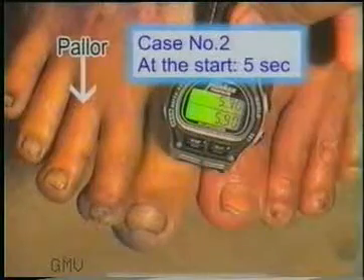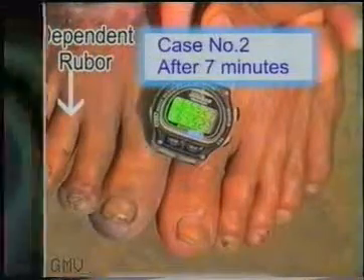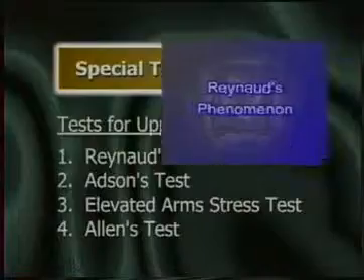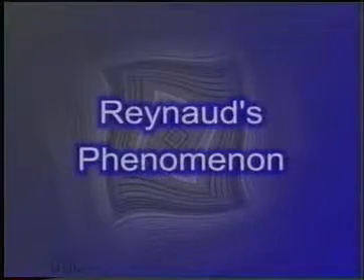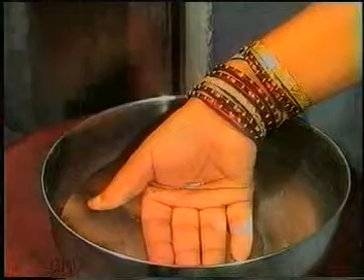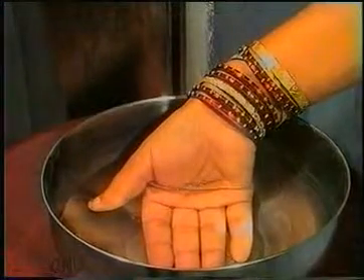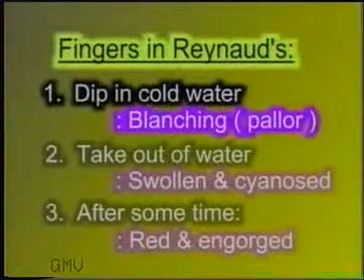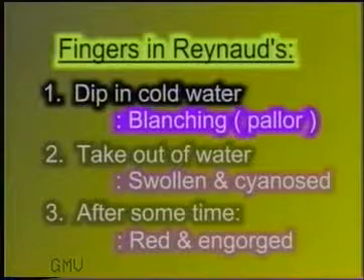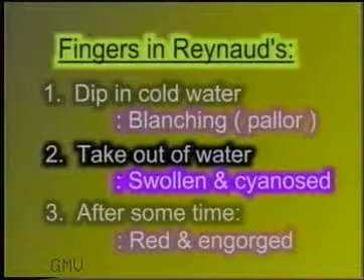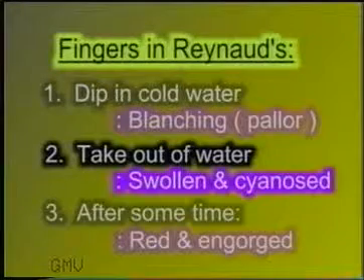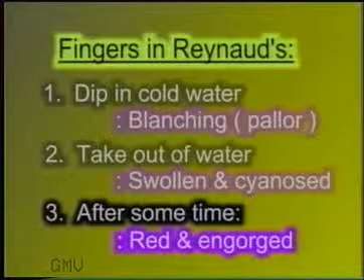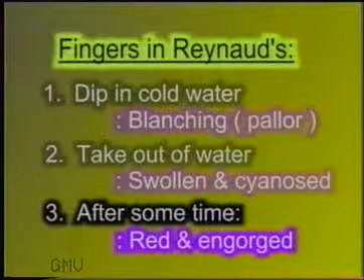Now we will come to some special tests for examination of chronic ischemia in the upper limbs. The Raynaud's phenomenon. If you are suspecting Raynaud's phenomenon, dip the fingers of both hands in ice cold water and watch for blanching or pallor of the fingers. If the fingers become blanched, take the hands out of the cold water. The fingers will become swollen and cyanosed, and gradually, as the spasm of the arteries wears off, they become red and engorged due to flow of blood in the dilated capillaries.